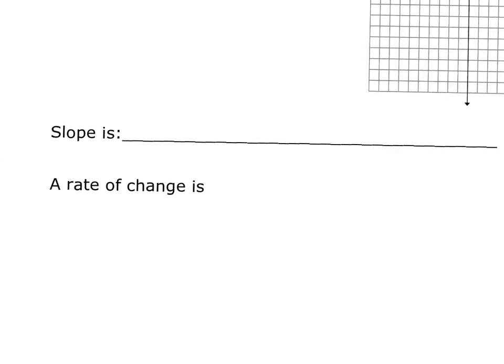Okay, definition for slope. Slope, the definition is a rate of change. A rate of change. Basically it just tells us how much a line changes over a period of time. Another way to think of it is a rate of change is a ratio. Okay, a rate of change is a ratio.